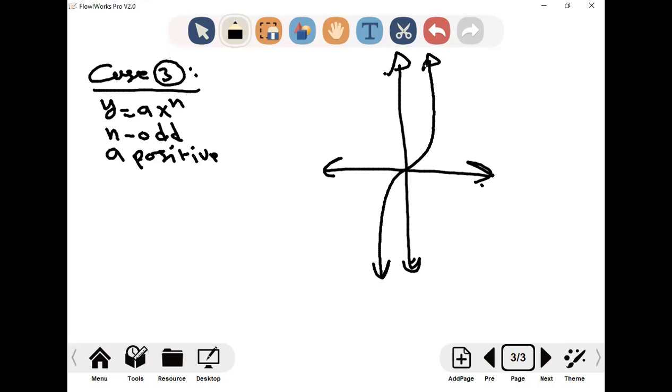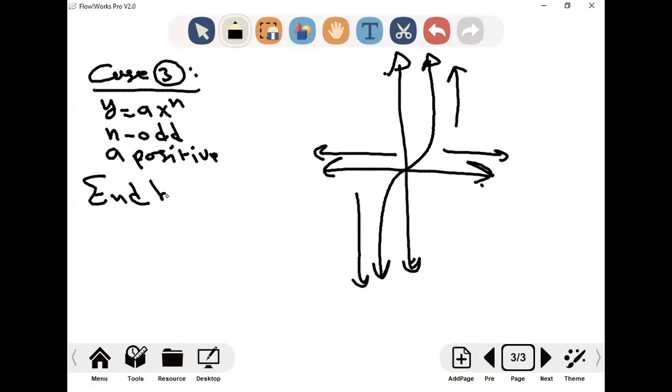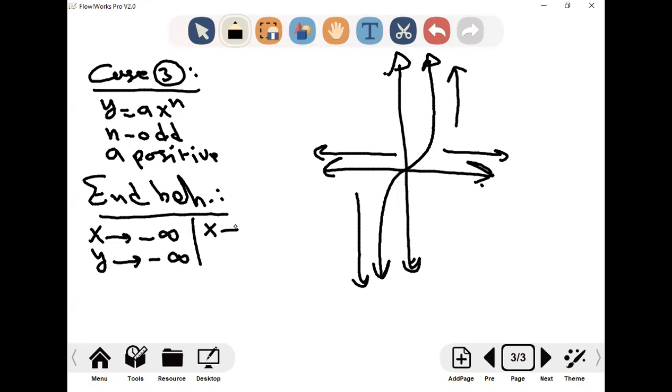As x goes to negative infinity, the function goes to negative infinity. As x goes to positive infinity, the function goes to positive infinity. Meaning negative with negative, positive with positive together. Okay? So here the end behavior is as x goes to negative infinity, the function goes to negative infinity. As x goes to positive infinity, the function also goes to positive infinity. Right? Wherever x goes, the function follows. If I go positive it gives me positive, if I go negative it gives me negative. Okay? Now the domain and range.